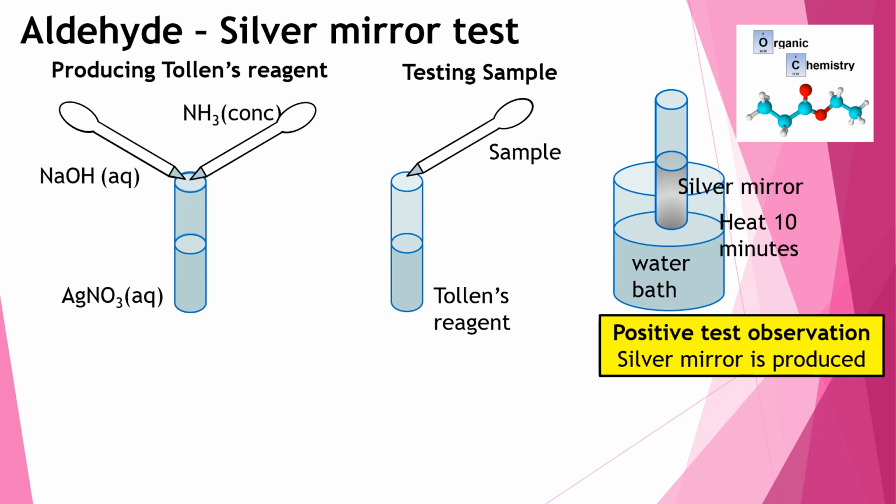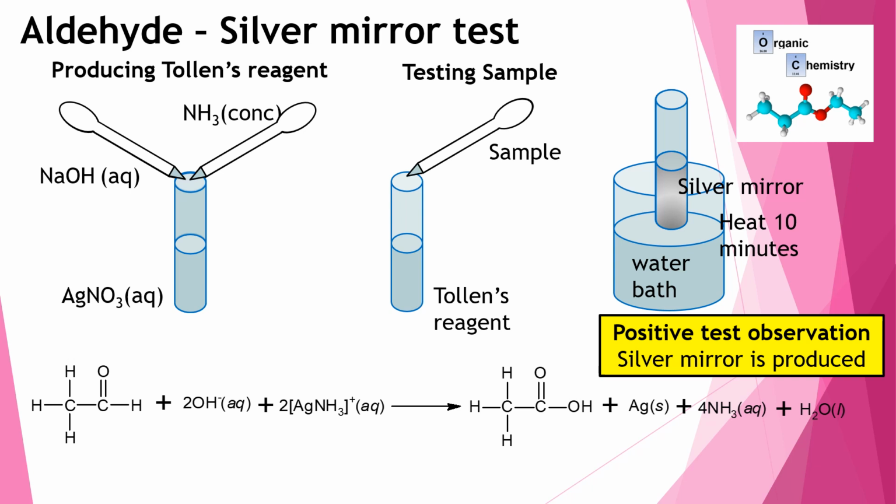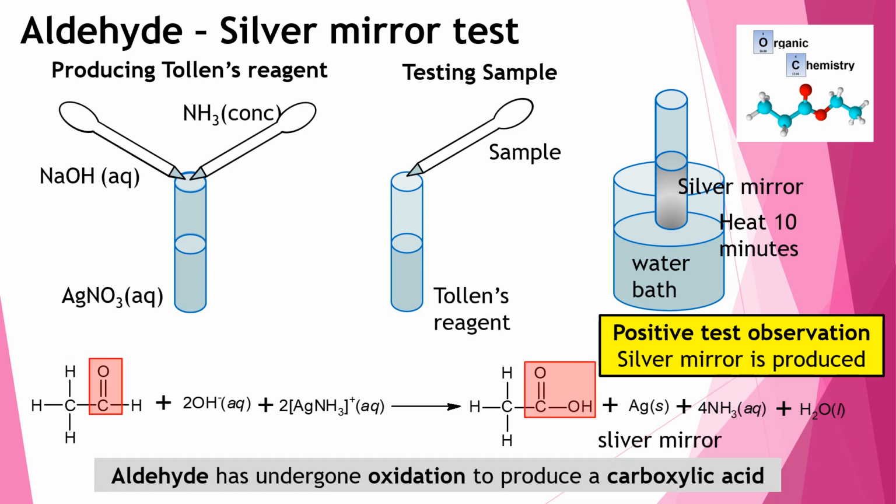Now, this is a positive test for aldehydes, and it's an easy one to remember because of the strong silver mirror. What's happened here is our aldehyde functional group has been oxidized into a carboxylic acid. At the same time, the silver plus ion was reduced to silver metal. So the aldehyde has oxidized to a carboxylic acid.